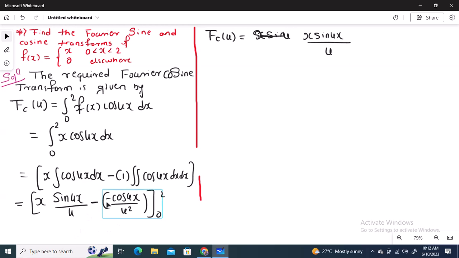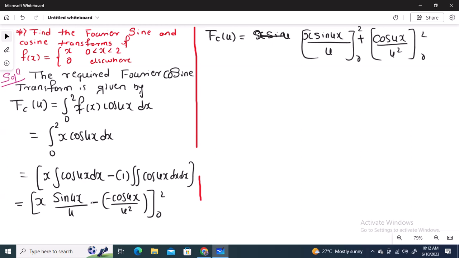You can see here minus, and this minus become plus. Okay, so plus cos ux by u square between the limit 0 to 2. I'll operate separately that limits 0 to 2.